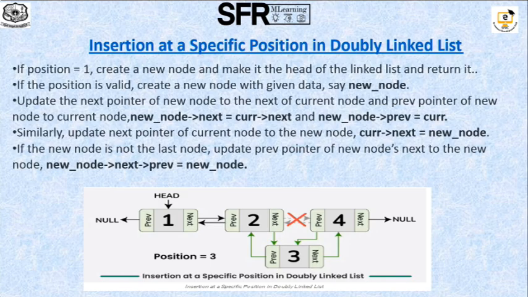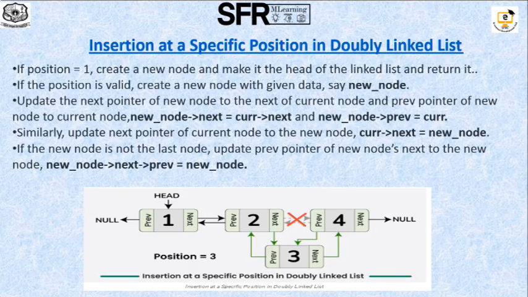So if the new node is not the last node, update the previous pointer of the node next to the new node to the new node. Look at the arrow marks: with the new node number 3, we mark the previous node as node number 2 and the next node as 4. That is, the node 4's previous pointer will be pointing to the new node. So we have included the data at position 3.